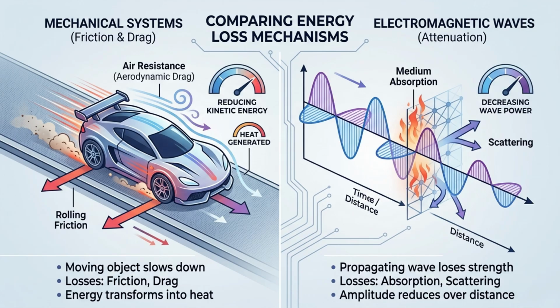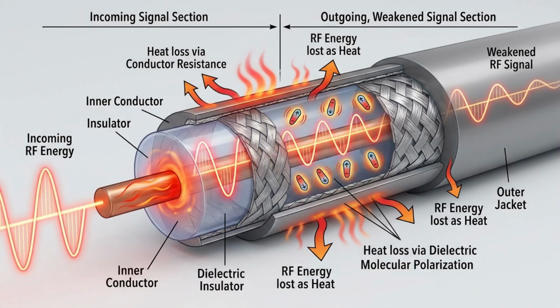Intuitively, loss mechanisms can be compared to friction in a mechanical system. A moving object gradually loses energy due to friction and air resistance. Similarly, an electromagnetic wave gradually loses energy as it interacts with its environment. Physically, consider an RF signal traveling through a coaxial cable. Part of the energy is dissipated because current flowing through the conductors encounters resistance. At the same time, the dielectric material inside the cable absorbs a small amount of energy due to molecular polarization effects. Both processes convert RF energy into heat.